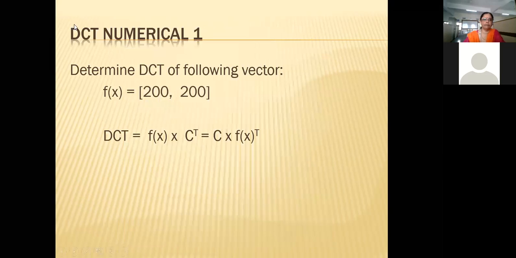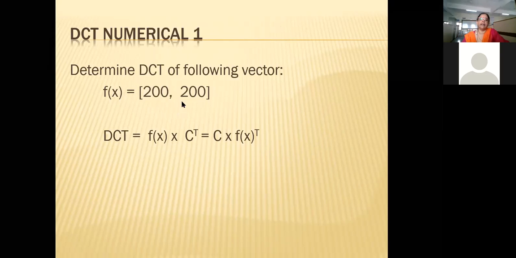Now let us solve one numerical based on DCT. So the first example is: determine the discrete cosine transform of the following vector where f(x) is 200, 200. Okay, now tell me what is the value of n for this particular example. Please type in the chat box. What is the value of n? Yes, Sharan, n is 2 because the vector length is 2.